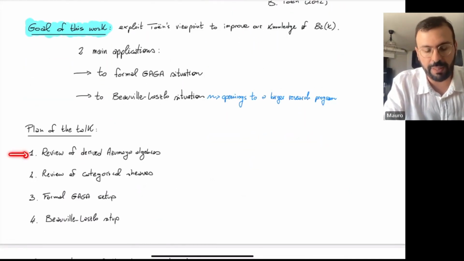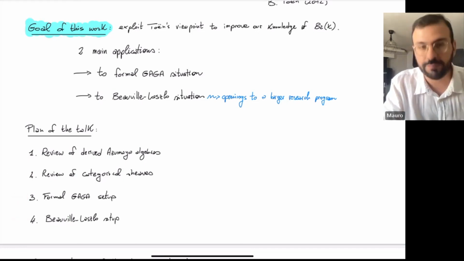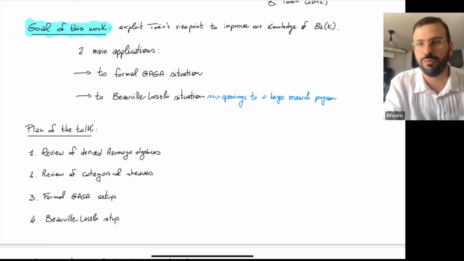Okay, so this is the general setup, and the plan of the talk is like this. I will start by giving you a review of Azumaya algebras and derived Azumaya algebras. Then I will review a little bit of the categorical techniques, and then I will discuss the two main applications. Are there any questions before I get into it?